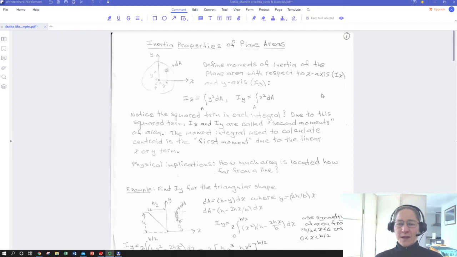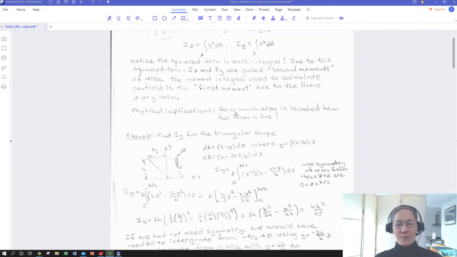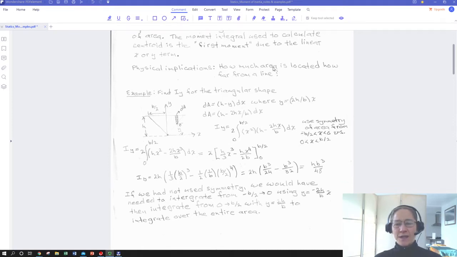If we were defining it for some linear wire body or hoop, it would be the second moment of the line or the path or whatever the 1D type of body we're looking at. So second moment, squared term, moment of inertia, all means the same thing. Okay, and the physical implication again is how much of the area or volume or length, depending on what dimension of body you're talking about, is located how far from a line, and that you can think of as the line of rotation, your axis of rotation.